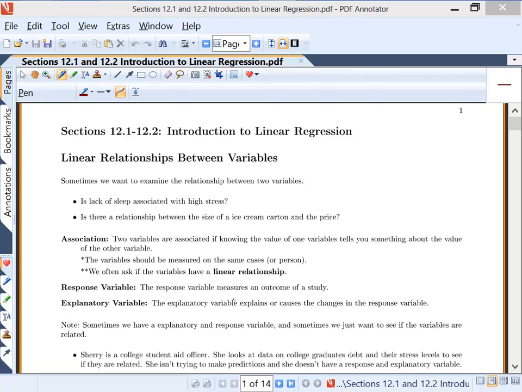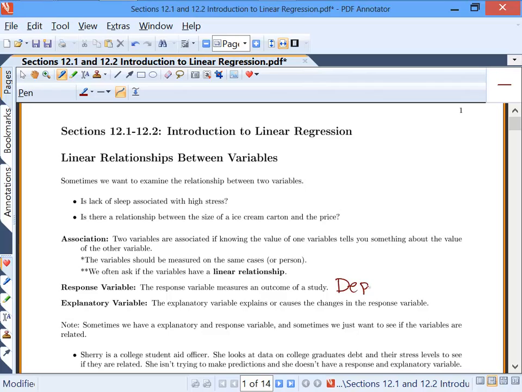Often we're really interested in knowing not just do they have a relationship, but do they have a linear relationship. So we have our response variable, which measures an outcome of a study. Often we will call this the dependent variable. And the explanatory variable explains or causes the change in the response variable.